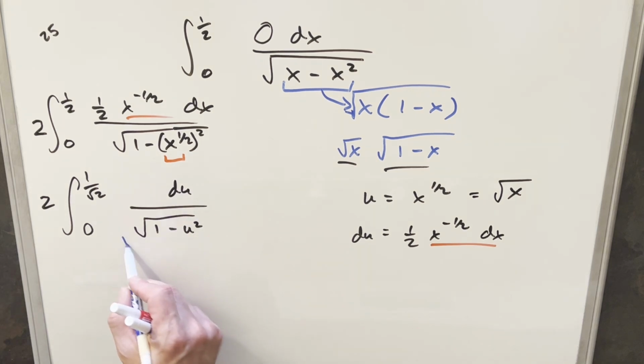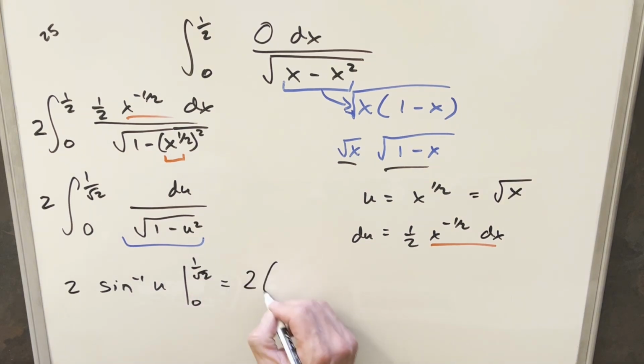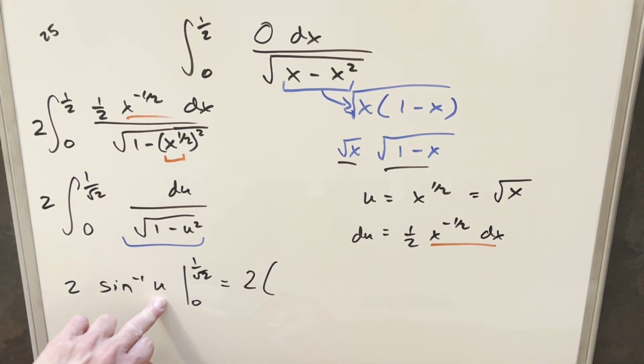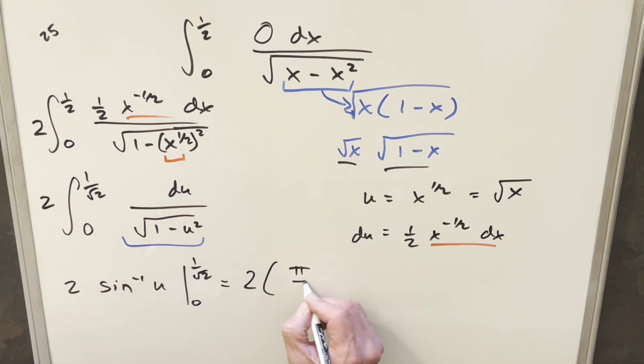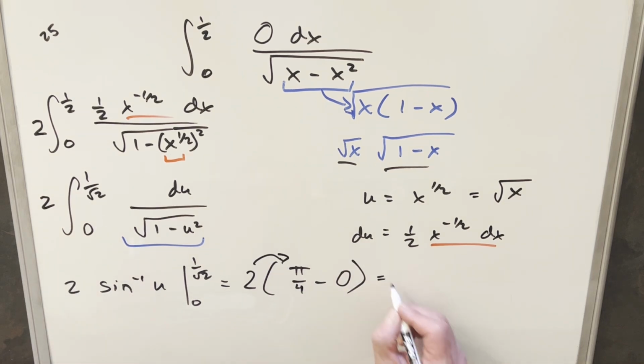Integrating this right here is just going to be arc sine. So when we integrate, this becomes 2 arc sine of u evaluated from 0 to 1 over square root of 2. Let's evaluate it. I've got the 2 up front. Arc sine at 1 over square root of 2, or you could write this as square root of 2 over 2, is pi over 4, minus arc sine at 0, which is just 0. Multiplying 2 times pi over 4, we get our final solution of just pi over 2.